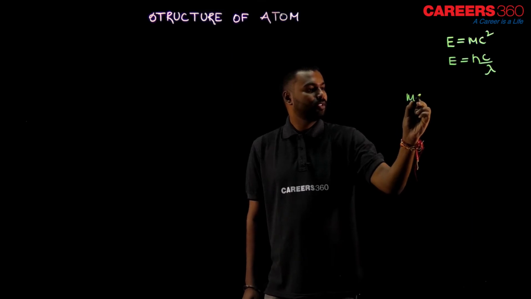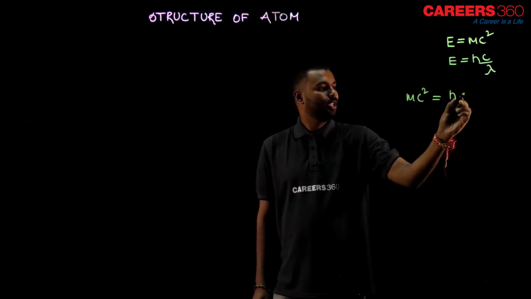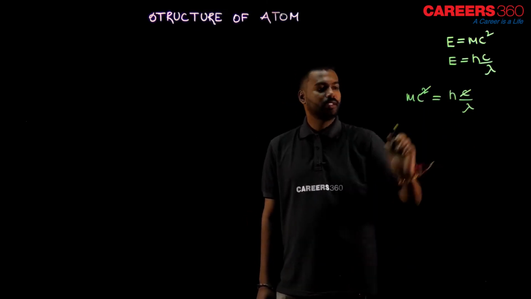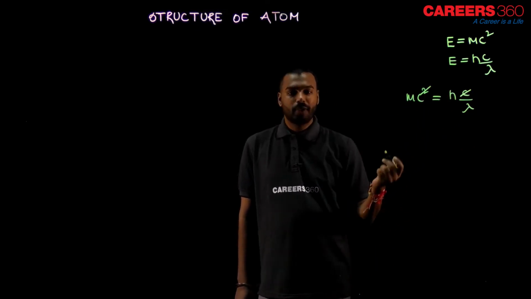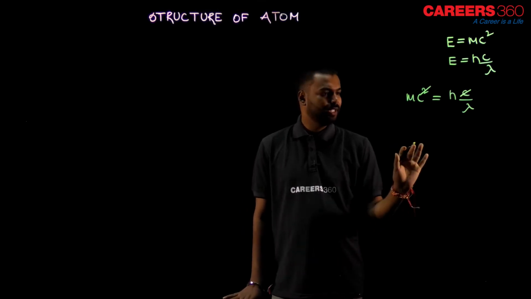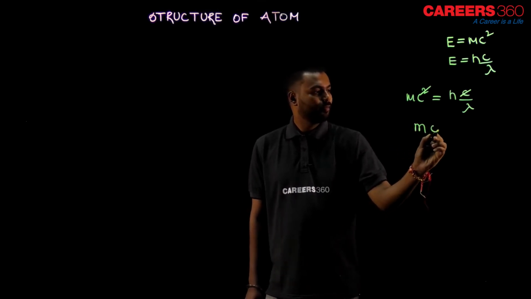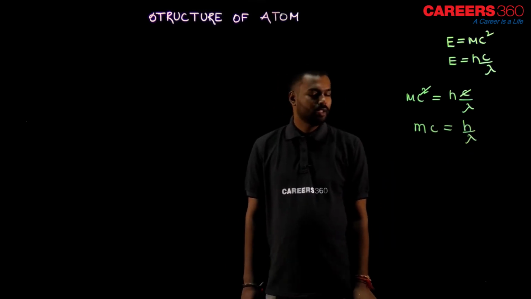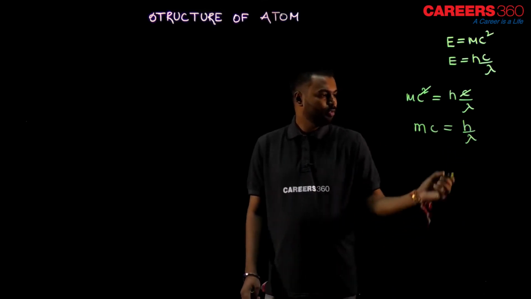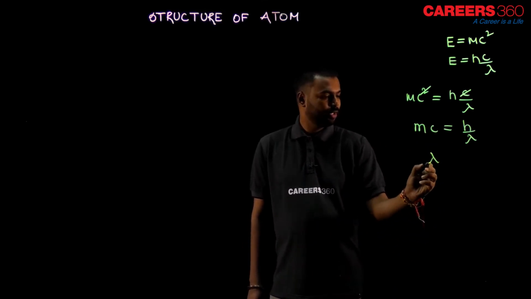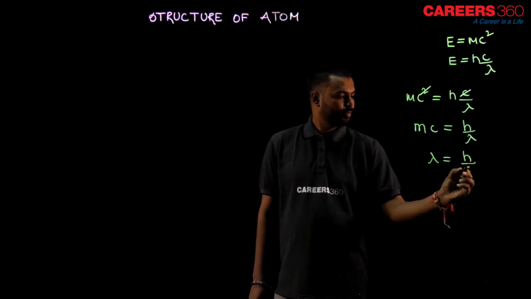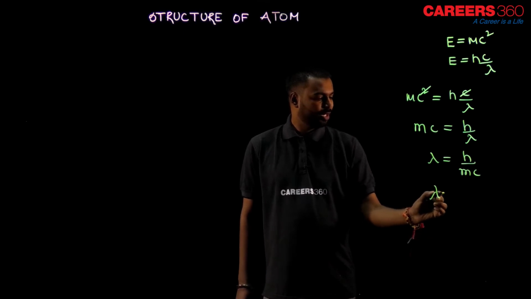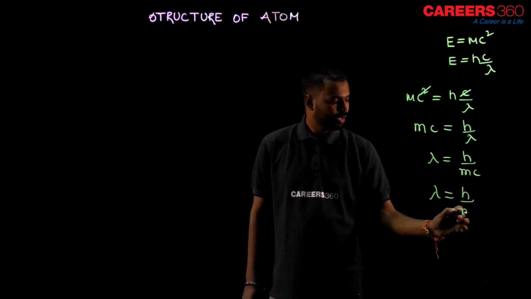Now, I can write mc square equal to hc by lambda. Okay, this c and this c cancel. C is what? Velocity of light or simply speed. Then mc equal to h by lambda. Just make it reverse, or you can bring lambda here. So, lambda equal to h by mc. Or I can write lambda equal to h by mv.